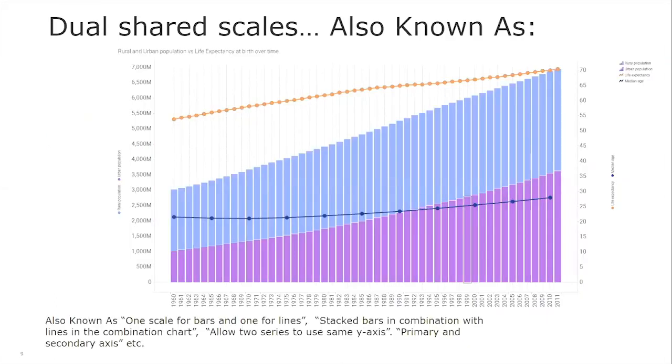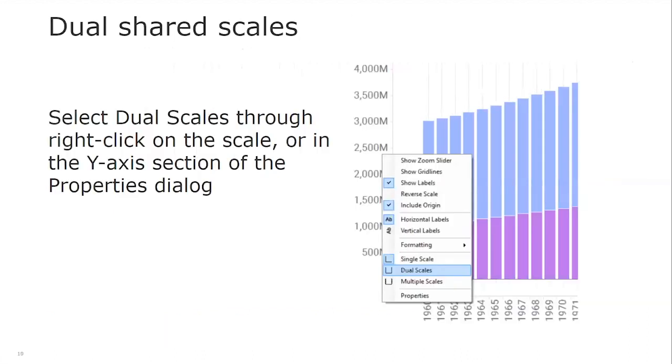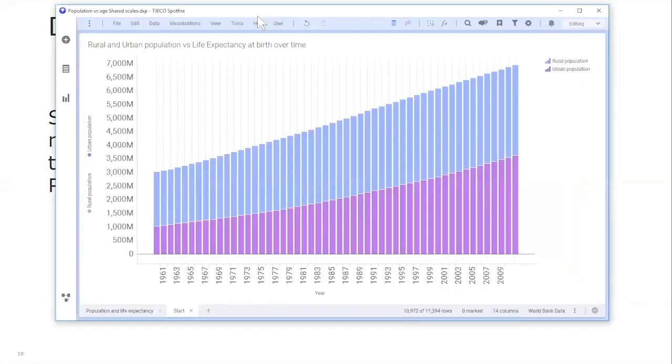This feature, dual shared scales, is also known as one scale for bars and one for lines, stack bars in combination with lines in combination chart, or allow 2 series to use the same y-axis, and there are many other names. So if you don't recognize the term shared scales, perhaps it's one of these, and there's a good chance that it's now solved in 10.9. So this is how you use it in the UI, but I'll actually try to give a short demo here to show it live instead.